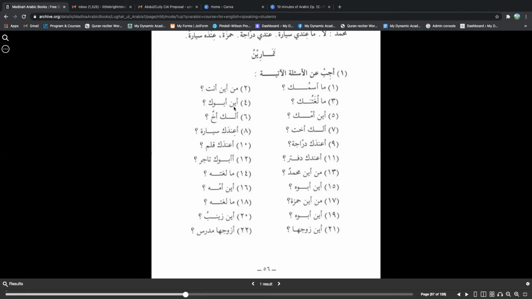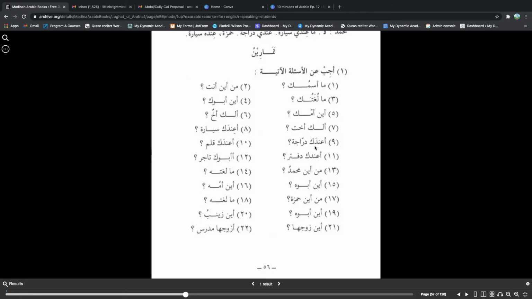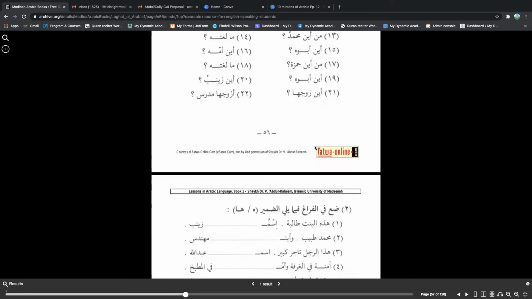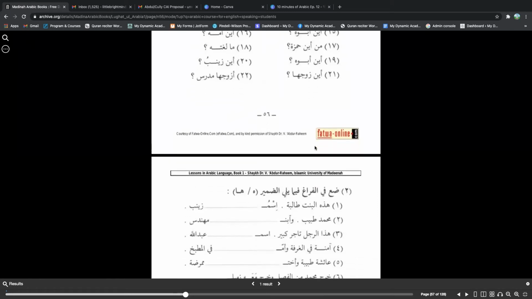All the answers in the hiwar are just showing that you understand the words, right? You understand the vocabulary. Aina abuka, aina ummuka, alaka akhun. He asked him, alaka ukhtan, ainaka sayaratan, or hakada. So inshallah, for the sake of time, this is something you can practice on your own. Okay.